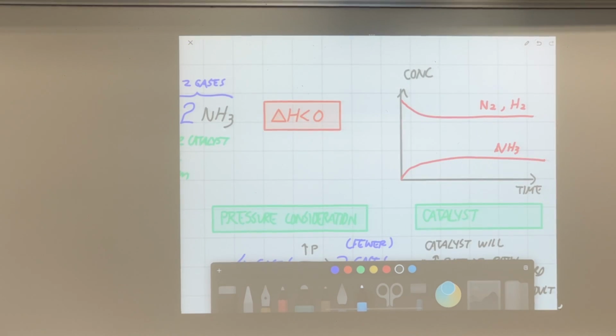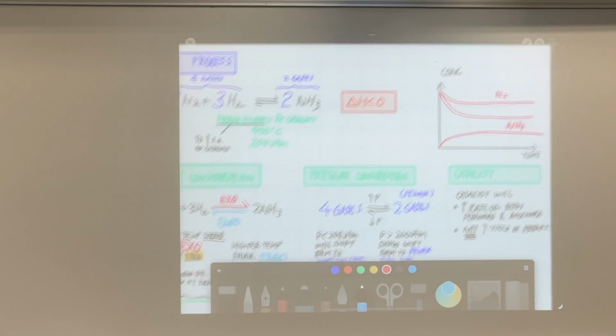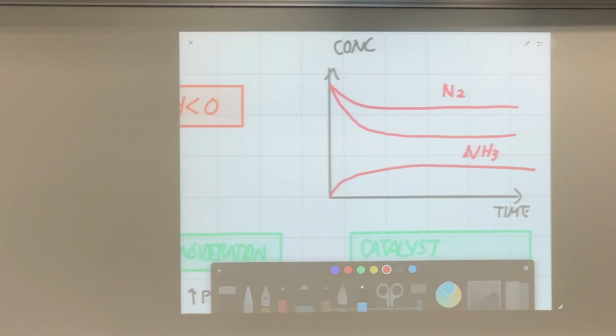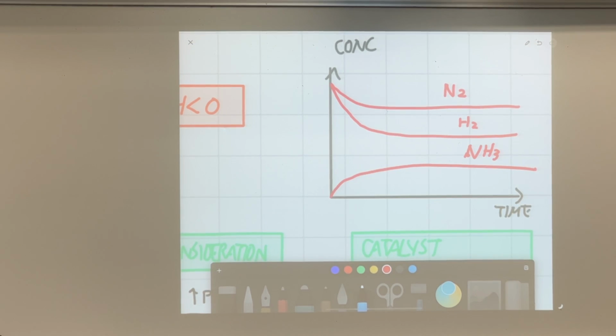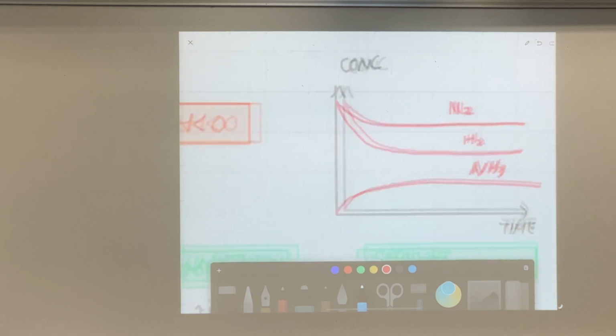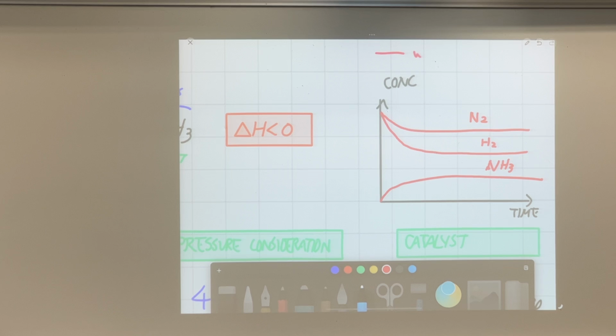Or maybe you can draw a separate graph for hydrogen. Because the mole ratio is 1:3 between nitrogen and hydrogen, hydrogen should be used at a faster rate. So you see a graph that looks like this. Can you show me what the graph would be like if I add a catalyst? So this is without a catalyst. And I want you to overlay on this diagram another 3 new curves that describe what will happen with a catalyst.